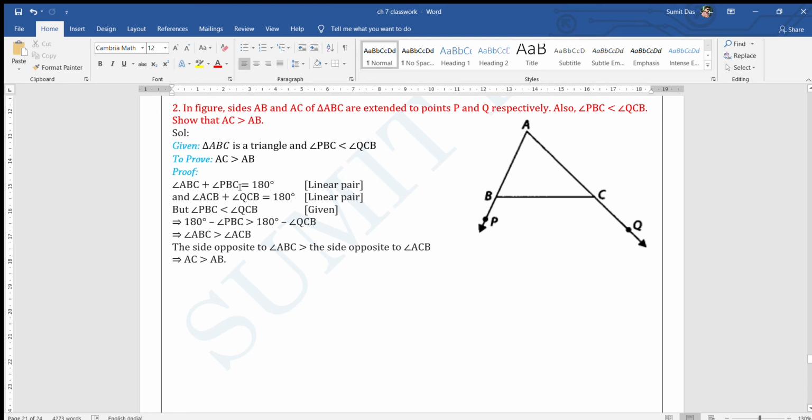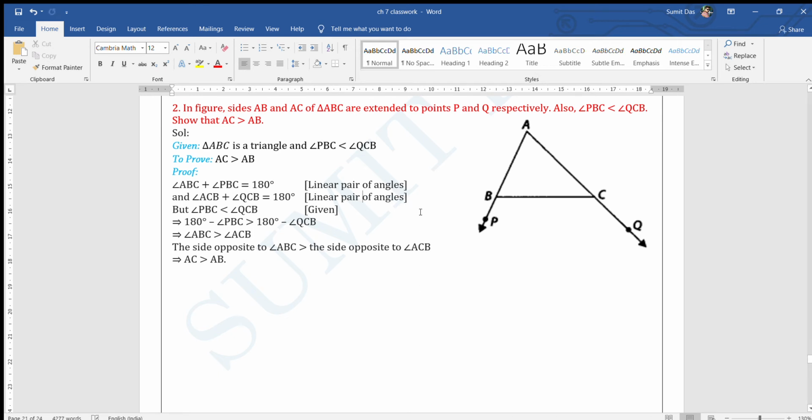Now, angle ABC plus angle PBC equals 180 degrees. Their sum is 180 degrees because they are a linear pair of angles. Similarly, angle ACB plus angle QCB equals 180 degrees. This is also a linear pair of angles, right?